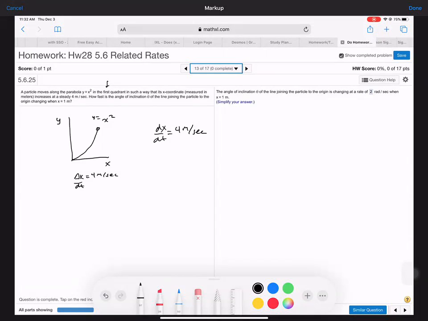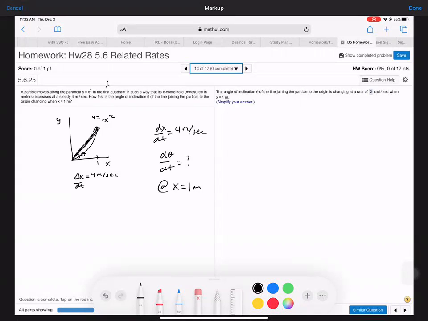How fast is the angle of inclination theta of the line joining the particle to the origin? So we're going to draw a line going this way to the origin, and what is theta changing? How fast is the angle of inclination, d theta over dt, changing of a line? This is a line joining the particle to the origin, when x is equal to 1, at x equals 1 meter.